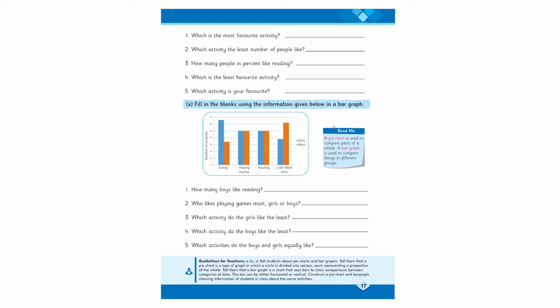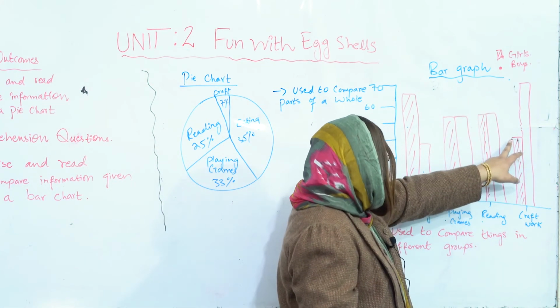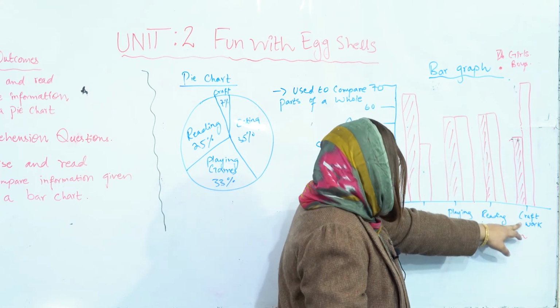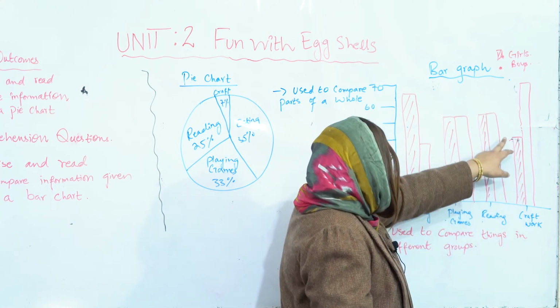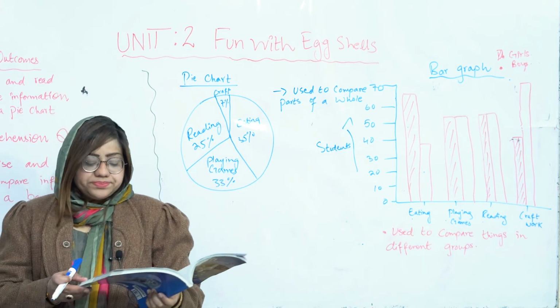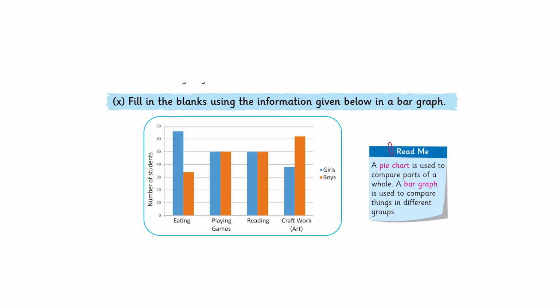Which activity do the girls like the least? Look at that. There is the least number of girls who like craft work. That is about 44%. That is craft. Which activity do the boys like the least? You can see the graph. The least one, this portion is about the boys. And how much is it? 38%. So the boys like eating the least.